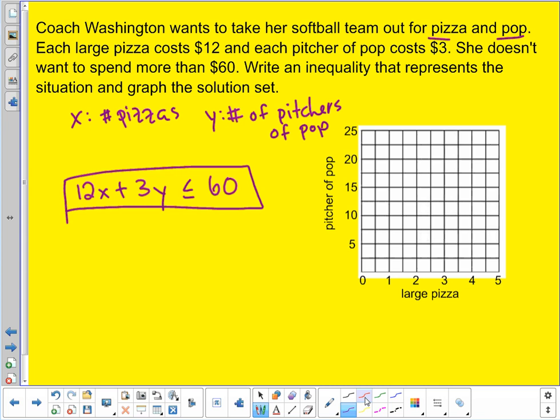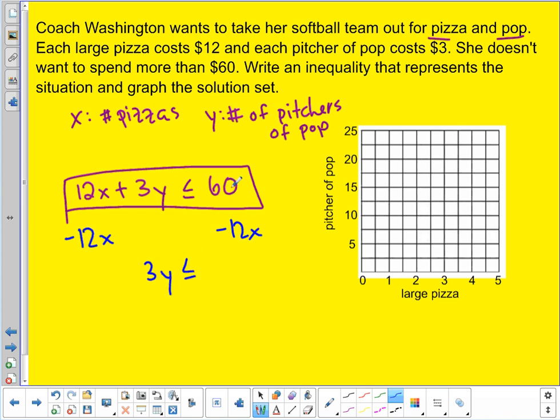It's again in standard form. You'll see that standard form happens a lot when we're writing out these situations. But now I need to put it in slope-intercept form so that I can put it on my graph. So I'm going to subtract the 12x. I have 3y is less than or equal to.